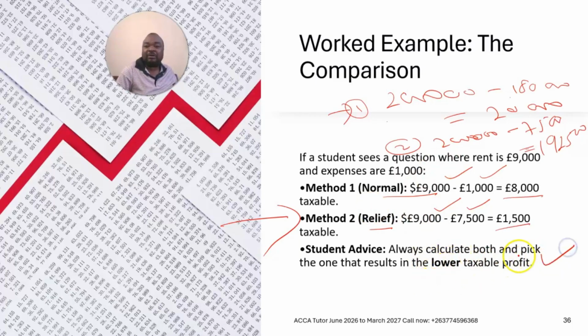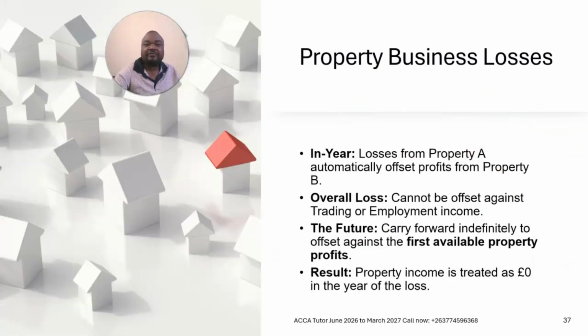Always calculate both and pick the one that results in the lower taxable profit. Because if you simply always tell your mind that you're just going to go for the allowance method, where we use the exemption of 7,500, you might end up paying more tax. So decide early. Decide in an informed way. Now, let's talk about property business losses.